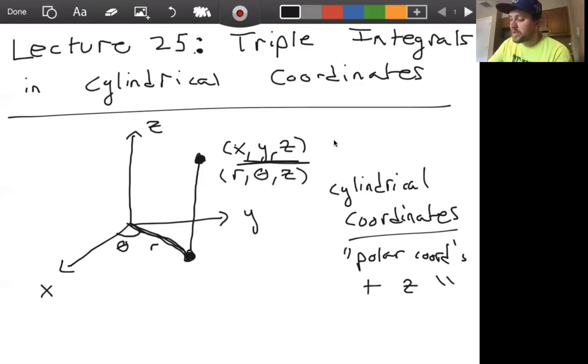And so here we're not changing z at all from rectangular coordinates. It's going to be the same. But in cylindrical coordinates, we're looking at kind of polar coordinates in the xy plane, and then our height is still z. So here, this is some height, z. And so we have some conversion formulas, right?